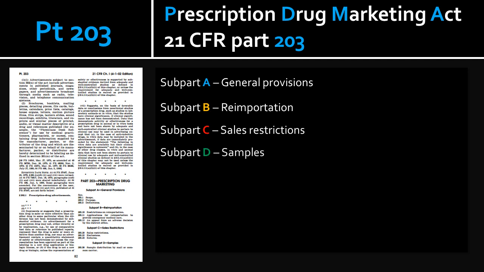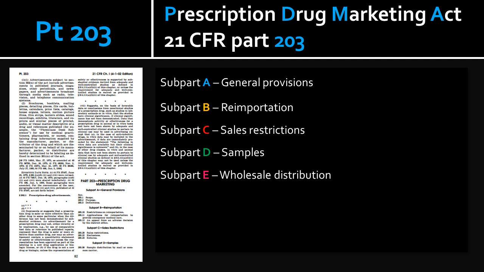Subpart D, Samples, which covers distribution of drug samples by mail or common carrier and by a representative or detailer. Storage and handling of samples. Administrative requirements relating to the handling of samples, such as request forms, policies, procedures, record keeping, numbering and labeling, and also investigation and notification obligations.